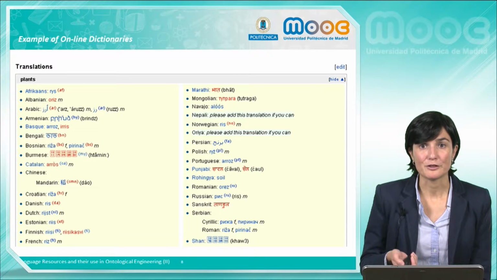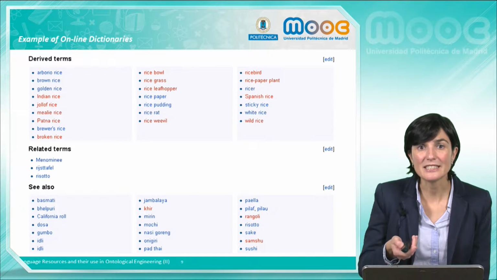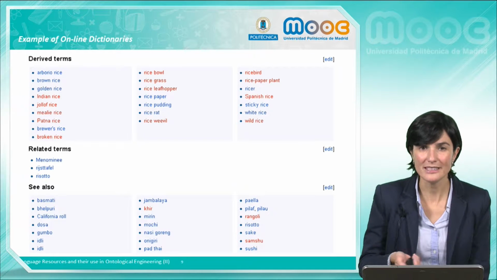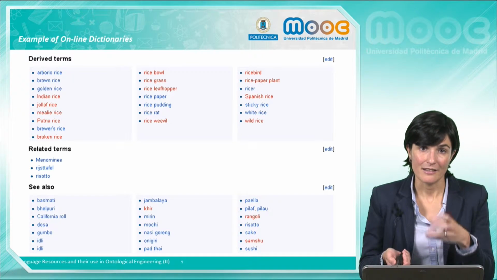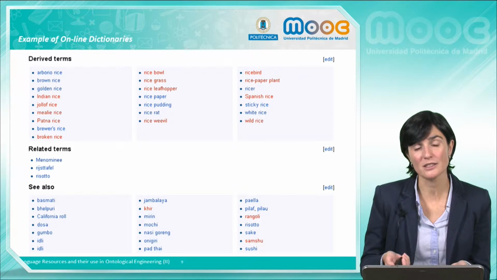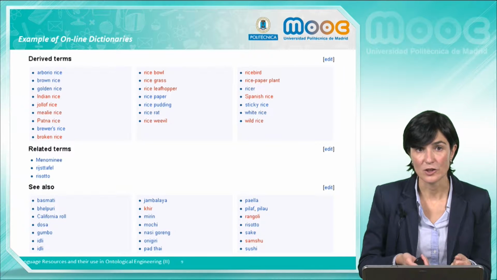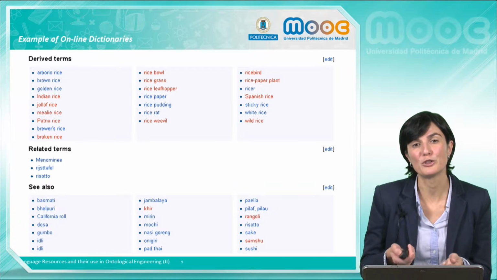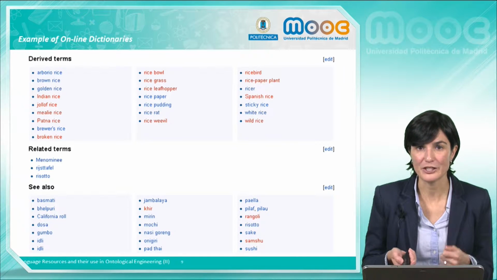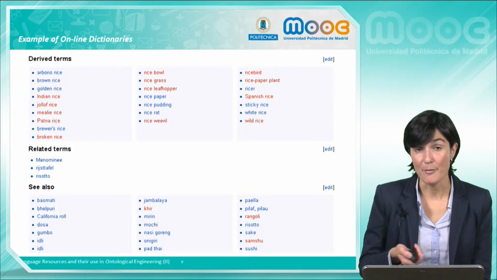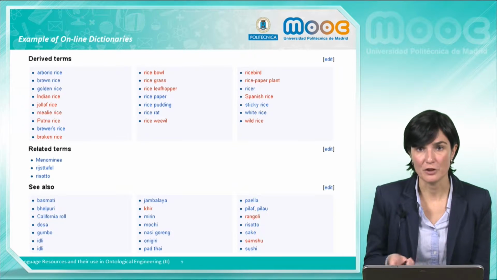Here we see the great amount of translations offered by this resource, for example. And here we see related terms. And although this is all useful information, there isn't much structure. Here, for example, inside the derived terms box, we find subtypes of rice, rice dishes, or even compounds that contain the word rice. So there's not much a machine could do to understand the relations that exist among the different terms, unless we make explicit those relations for the machine.